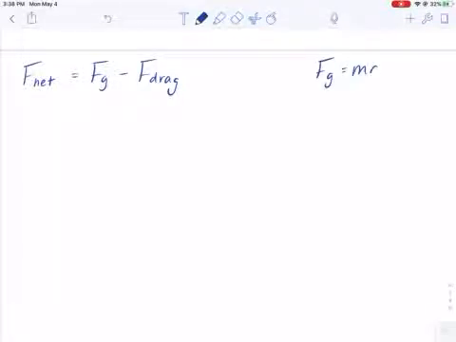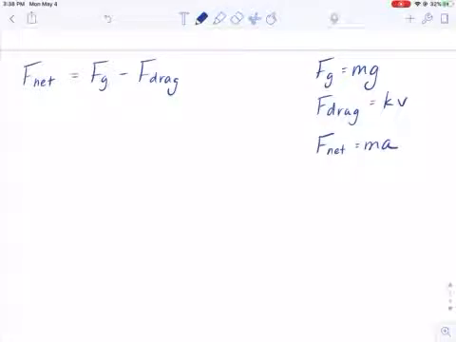Now over here I'm going to write some substitutions I'm going to make later. Fg is equal to mg. The amount of drag force is kV. The net force, Newton's second law, is equal to ma. And acceleration is change in velocity over change in time, or dv over dt.